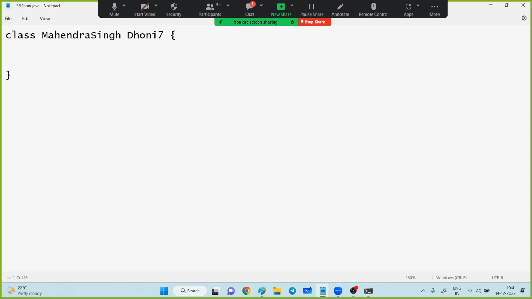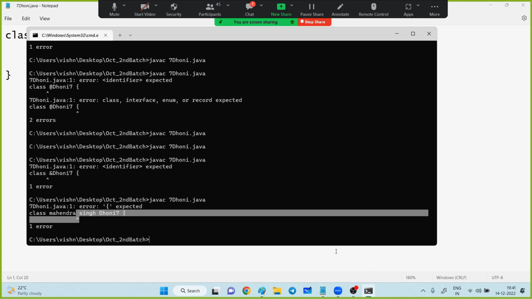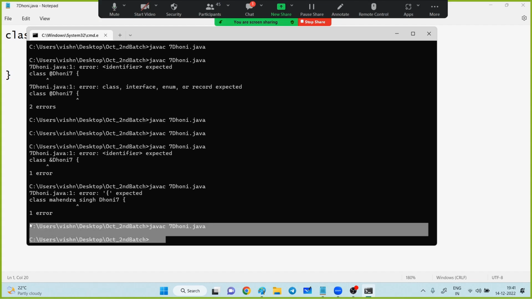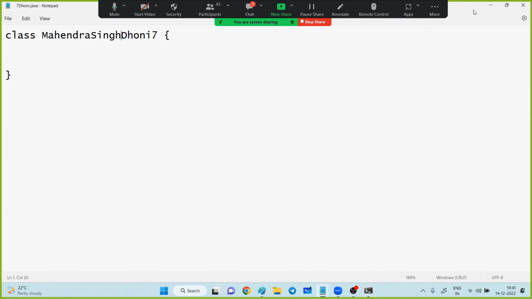Now see, if I remove the spaces, how to write that, you will follow this type. Upper camel case, every word's starting letter will be a capital letter. Now I'm saving it again. Now see here, I'm executing it. See, no error. Okay, these are all the rules.